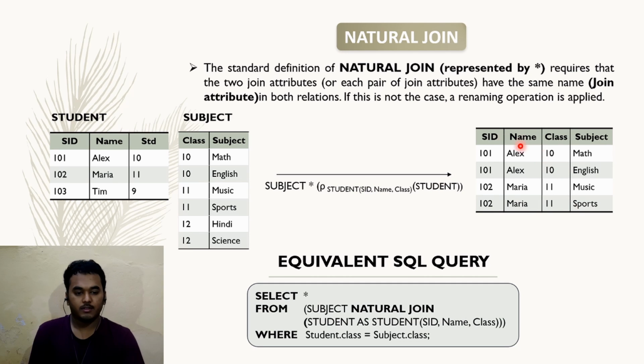Here we can see that only one attribute is displayed, unlike the previous case where two attributes displayed the same value in the relation. The equivalent SQL query would contain a natural join keyword which performs the natural join operation. Here I have used as, the aliasing operator, to change the attribute name std of student to class, and the where clause specifies the joining condition.